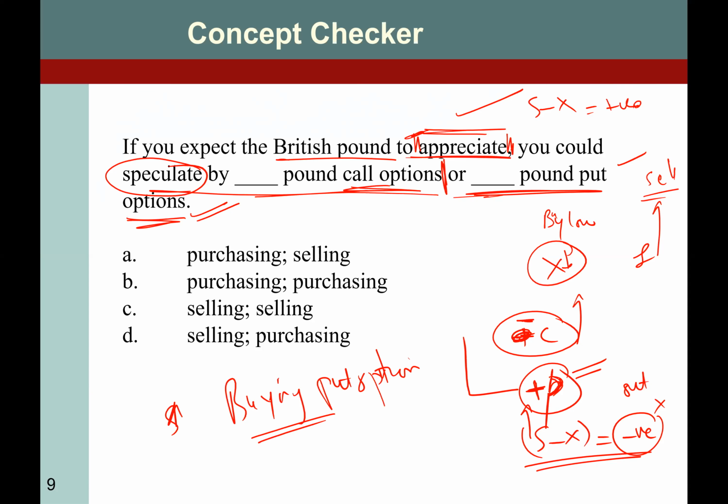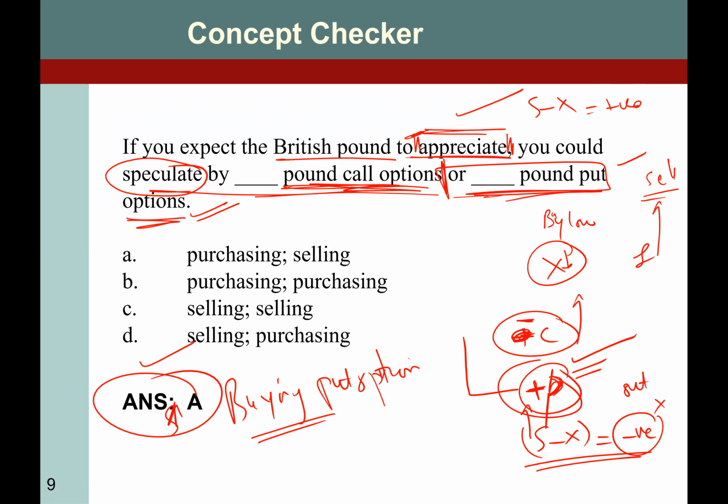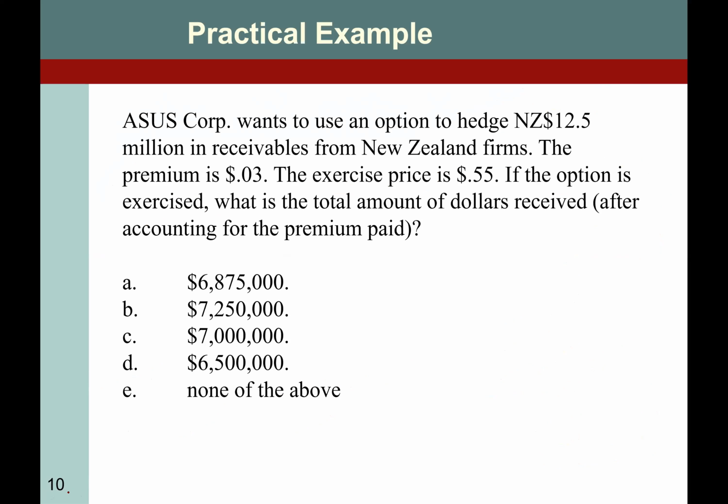Understand? Or you can just say that even if we are not combining this call option, even by selling this premium, we will be having a profit. Understand? The answer would be A. Well done all who said A. Very nice. Now here is the calculation part, which is challenging as well.